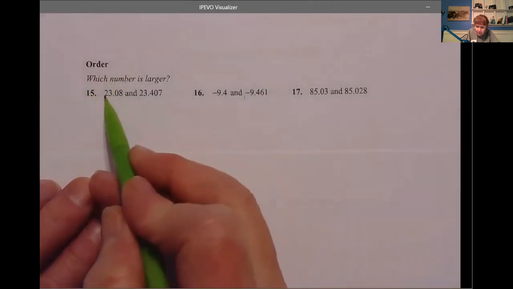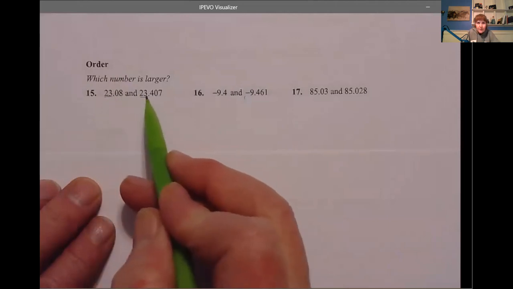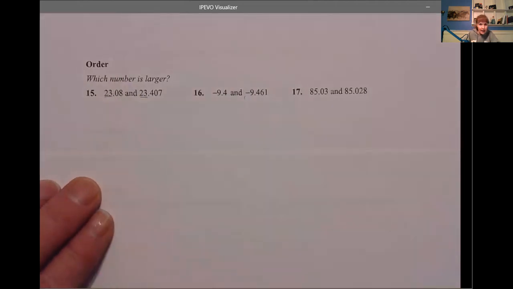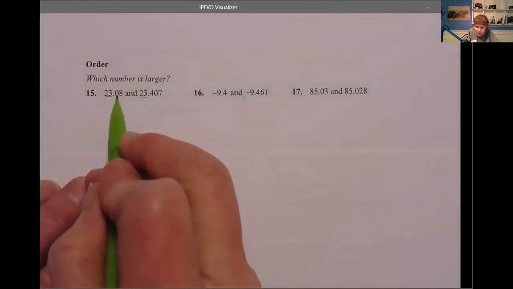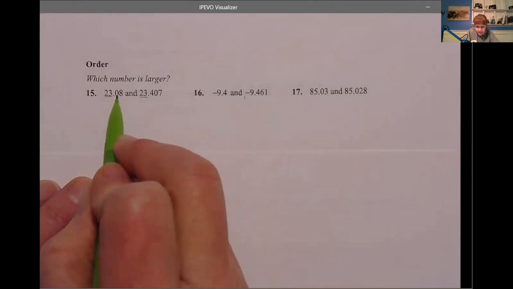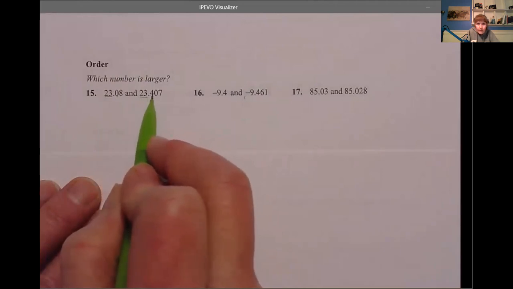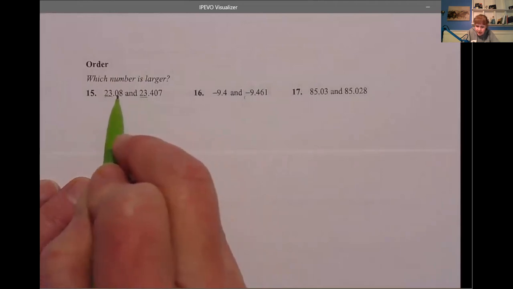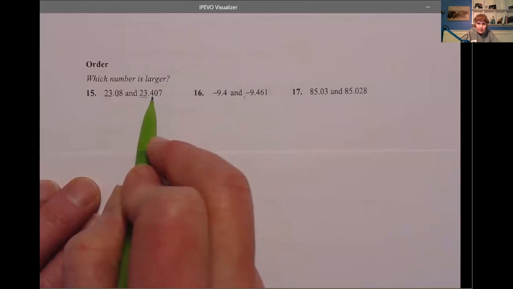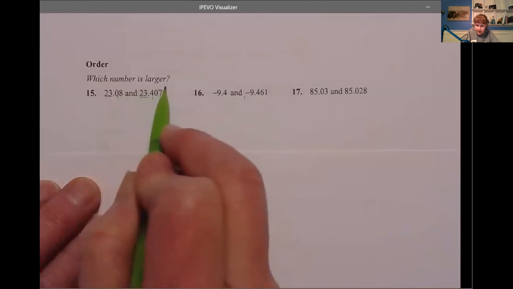So first off, look at the 23s. Okay, they're the same. All right, if they're the same, you're going to go to the next number. The next number here after the decimal is a 0. I don't care about the 8, you get to go in order. So you've got a 0 and a 4. So you have 0 tenths and you have 4 tenths. Because the 4 is larger than the 0, this number is larger.